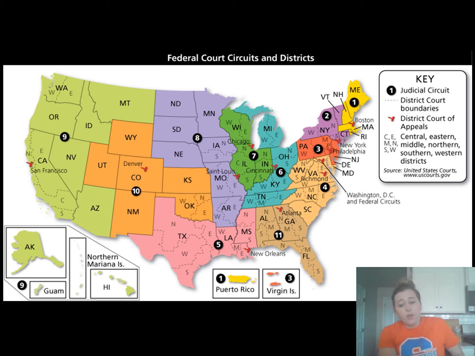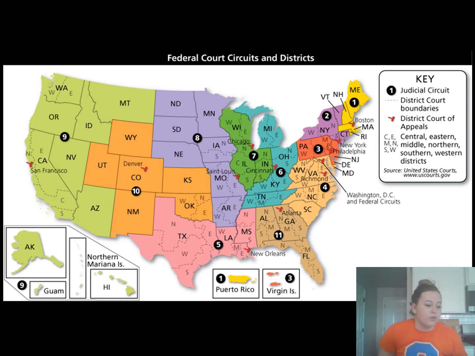So most decisions of the district court are final, not appealed to a higher court. There are, of course, people that will appeal their cases, but for the most part, what the district court decides is what goes. Now for the appellate courts, we have 12 judicial circuits.